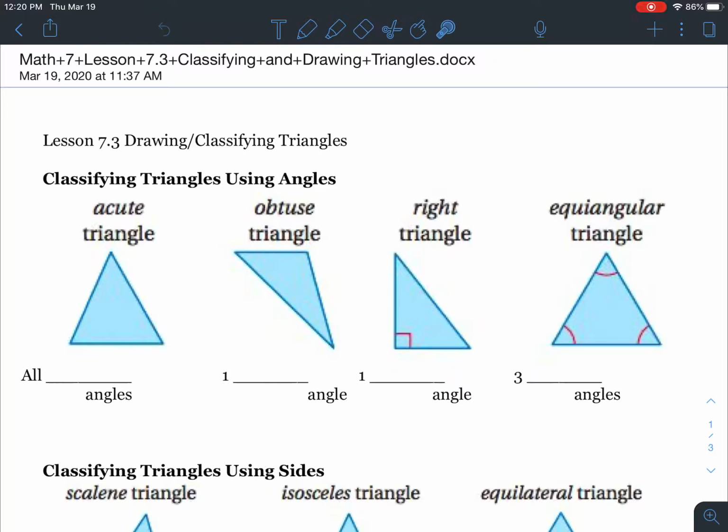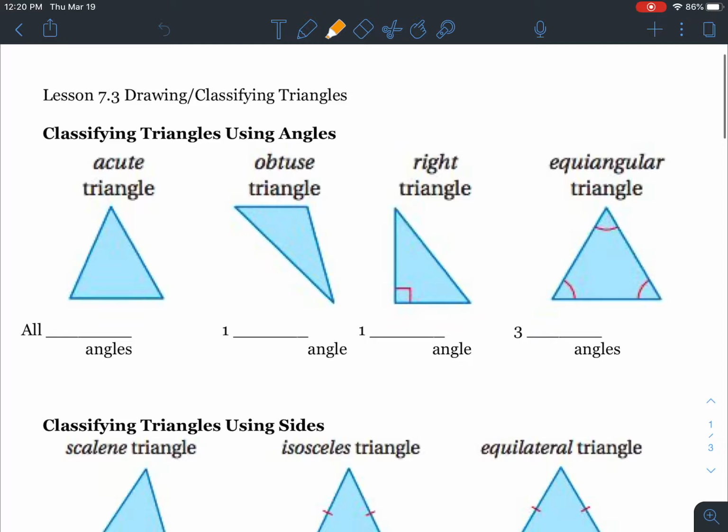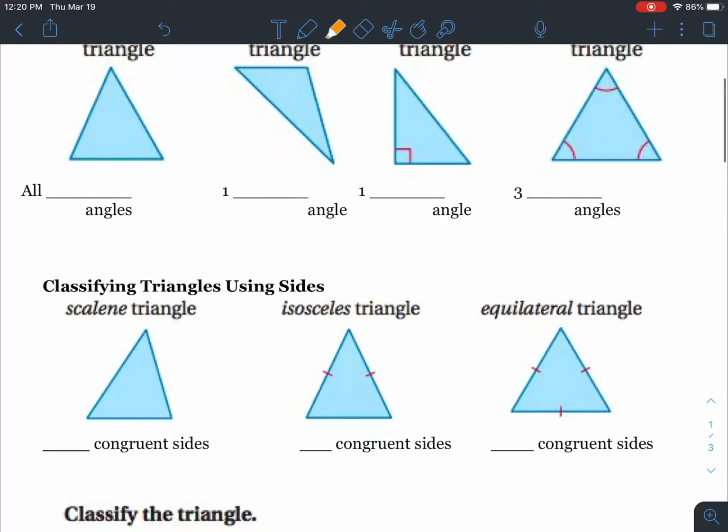For today's lesson, we're classifying and drawing triangles. This should hopefully be review. So we have two ways to classify triangles. One way is using their angle measures. If you remember from yesterday, they should always equal 180. And then the second way is using their sides. And the sides can add up to anything.